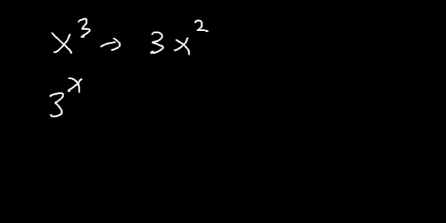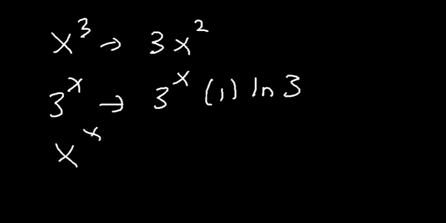But now let's say if we have a variable raised to a variable. So far we consider these three cases. x cubed, which is a variable raised to a constant. We can use the power rule. This is 3x squared. Now we've considered 3 to the x, a constant raised to a variable. This is 3 to the x times the derivative of x, which is 1, ln 3. But now what about this one, a variable raised to a variable? How can we differentiate that?